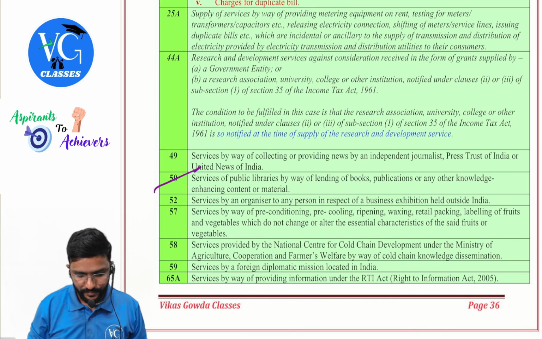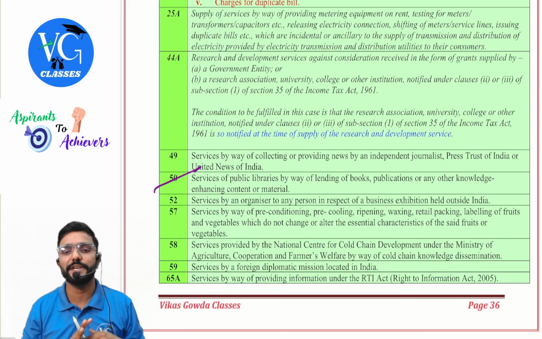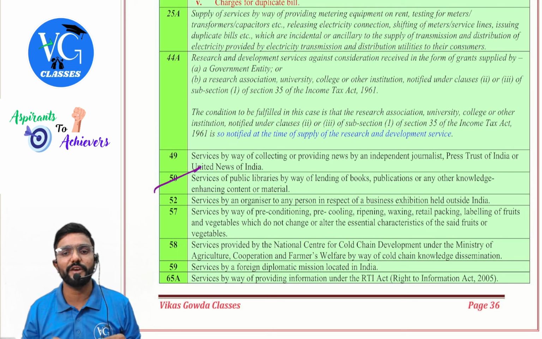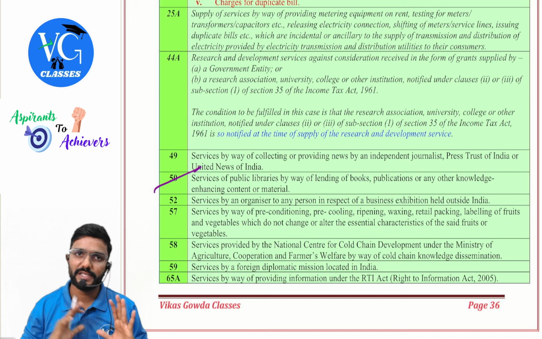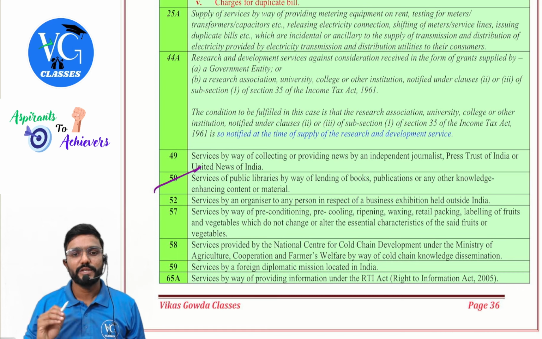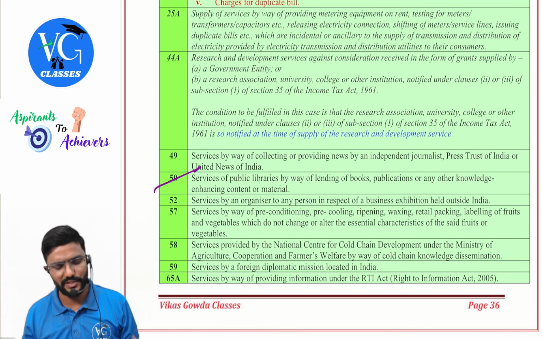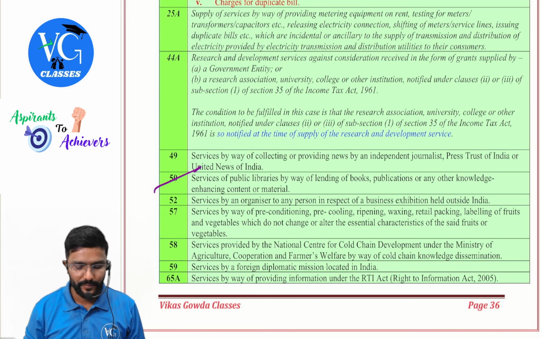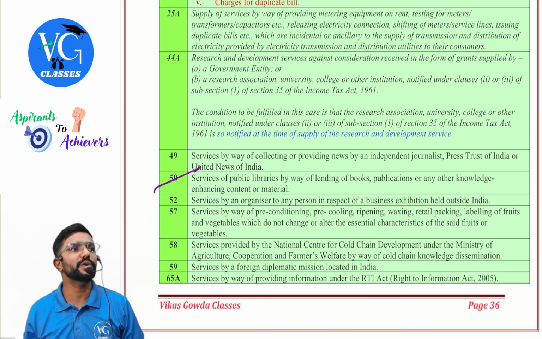Next, 58. Services provided by National Center for Cold Chain Development under Ministry of Agriculture, Cooperation and Farmers Welfare by way of cold chain knowledge dissemination. Both of these are connected to agriculture, exempt, guys. Next, services by a foreign diplomatic mission located in India, foreign embassies. Next, 65A. Services by way of providing information under RTI Act, that is Right to Information.